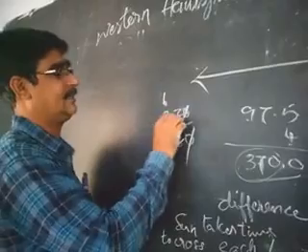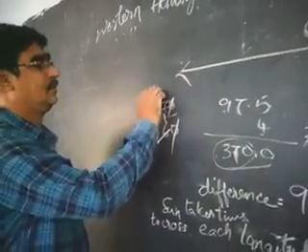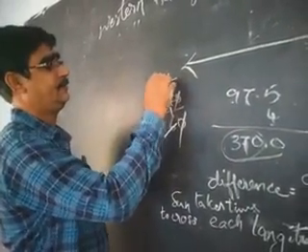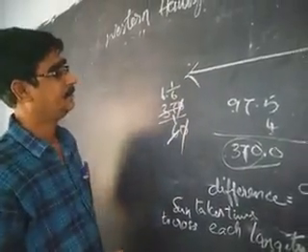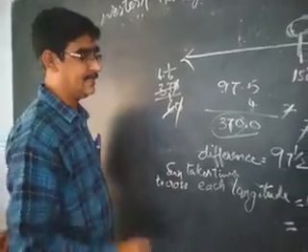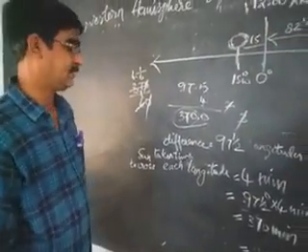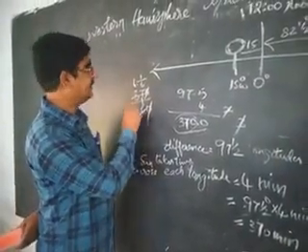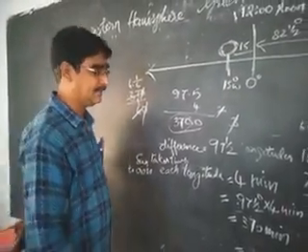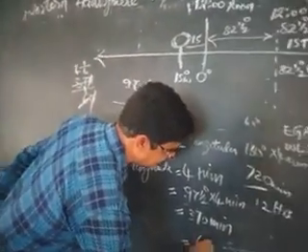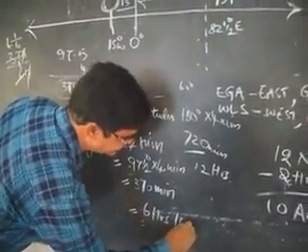6, 6s are 36. 1 remains. 1 by 6, that means nearly 1 by 6, in the sense 16 and 16.6. See here, 6 hours 16 minutes. 6 hours 16 minutes is the difference.